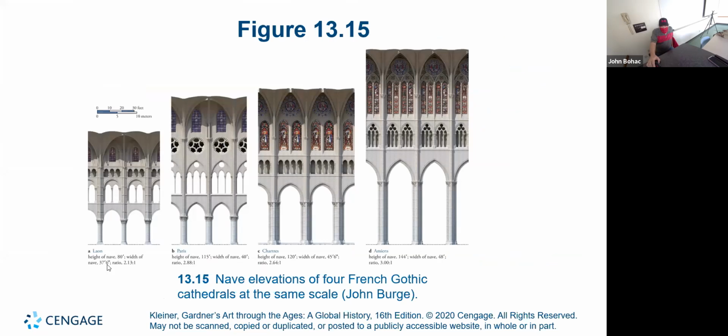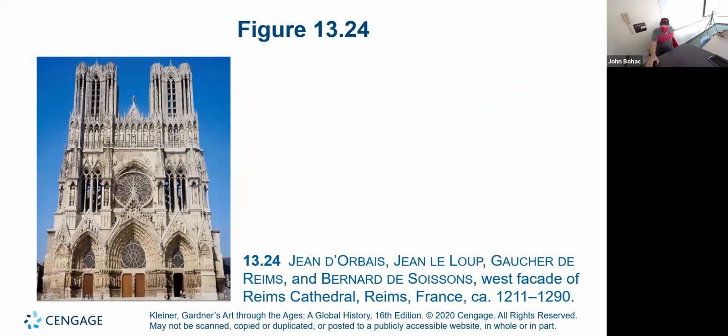Nave elevations, you see they get bigger and bigger. Chartres, height of nave, 120 feet. Amiens is actually much, much larger, but was kind of a competition, get higher and better and closer to God. And so Reims Cathedral, well, just when you thought you had as much ornamentation as you could possibly get, they find ways.